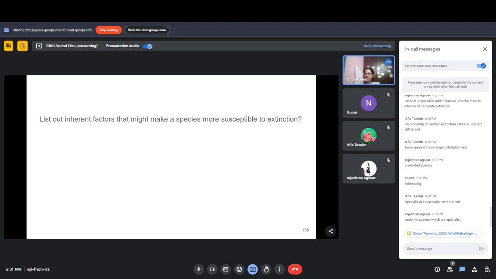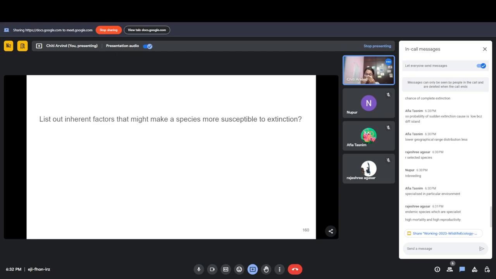Right. Rajashri, would you like to explain what are R selected species? Tell me what are R selected species and what are the other selected species called, and which of the two are more prone to extinction? High mortality and high reproductivity. Right. So these are R selected species.